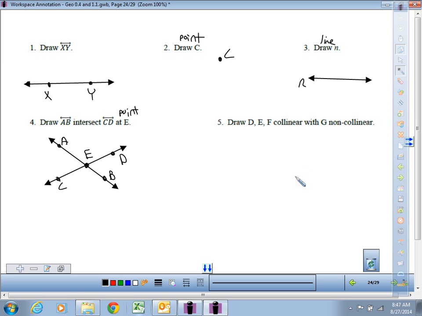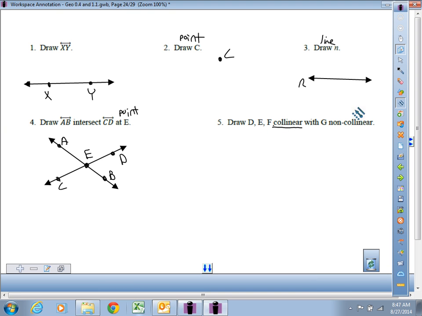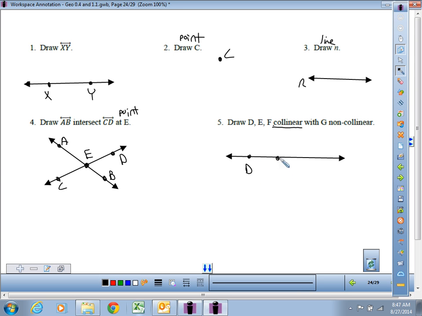All right. Number 5, draw D, E, F that are collinear, meaning D, E, F are all on the same line. So we might as well draw a line and put D, E, F on there. So we're going to go D, E, F. Doesn't matter where or how far apart they are. Remember, the line goes on forever and ever, amen. And with a G that is non-collinear. So G is non-collinear, so we just have to go somewhere off that line, whether we're above it or below it. Make a mark and go point G.